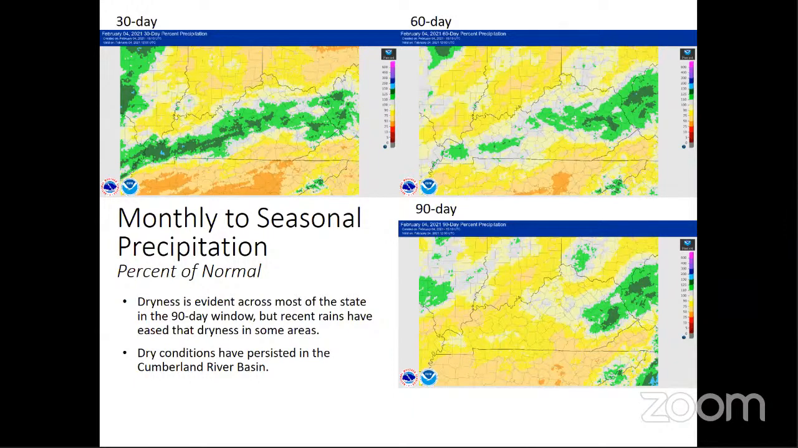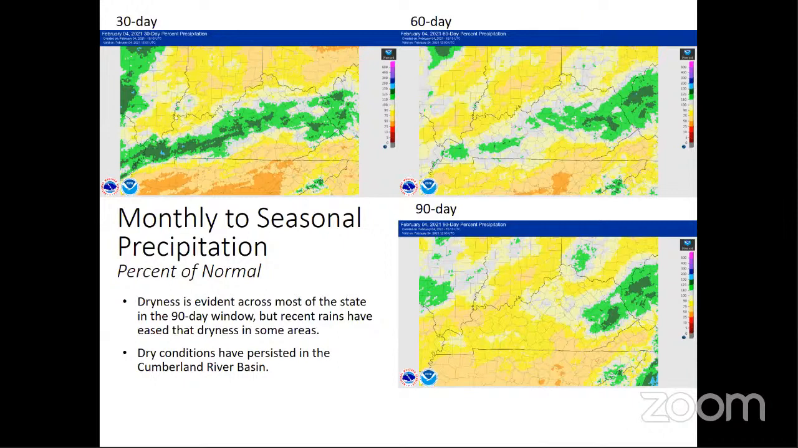But if you look at the 90-day map and even the 60-day map, you see some areas pretty widespread across the state where we are less than 90%, down around 75% of normal precipitation. And again, the heavy precipitation event has helped with that. But the thing to keep in mind here, I made a bullet note of it.